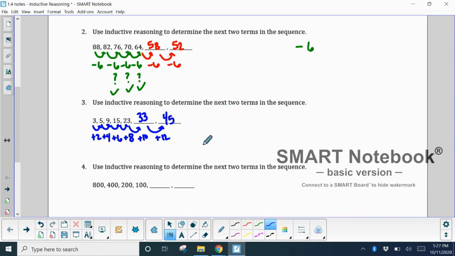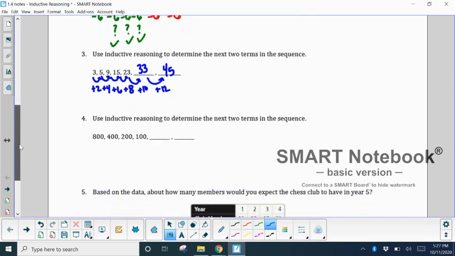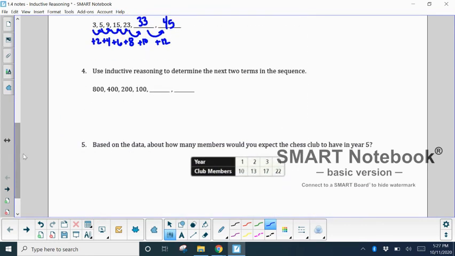All right. So what I want you to do is pause the video and see if you can answer question 4. It's the same idea. Want to continue this pattern. So go ahead and pause the video, and when you're done, go ahead and hit play and see if you got it correct.